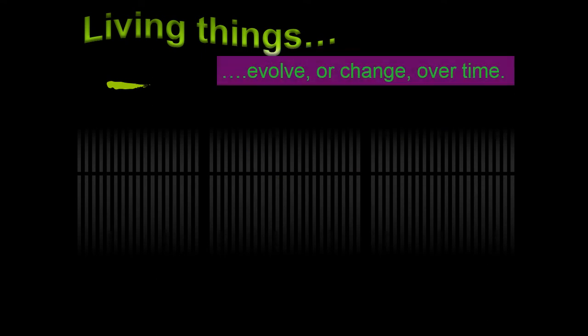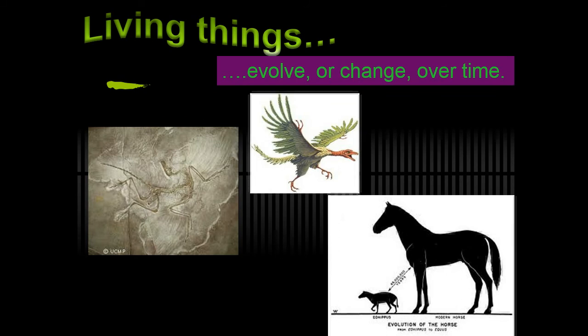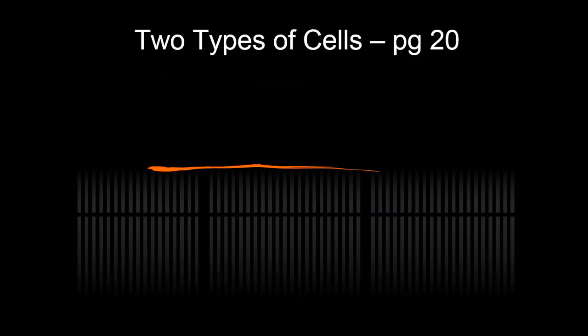Another characteristic of all living things is that they evolve or change over time. So whole groups of organisms change as time goes on in response to the things in their environment. Now I want to focus on some specific details about the smallest living things, which are cells. So in this part you're learning about types of cells and the organelles inside them.